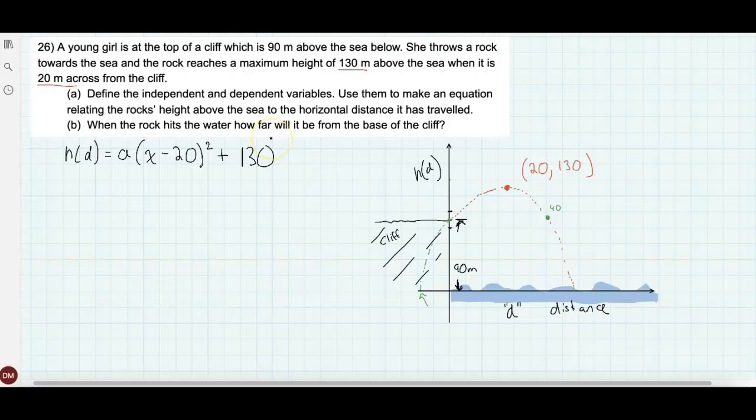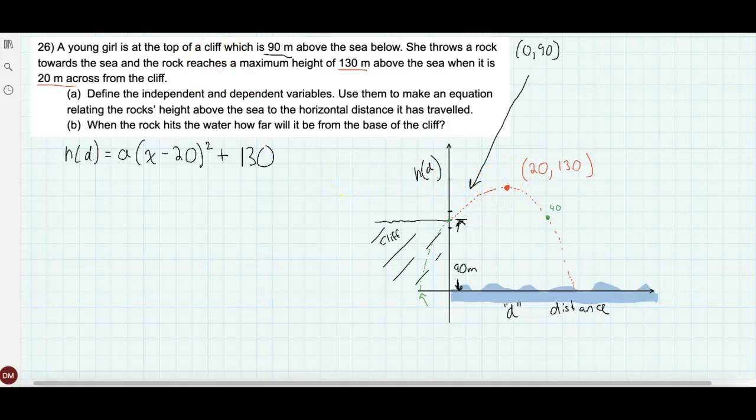Okay, so what are we trying to find here? We're going to make an equation. Well, we need to find out what a is. We know that the height is at 90. That's actually a coordinate. So it's at 0, 90. That's this point right here, right? 0, 90. That's the starting point where we threw the rock from.